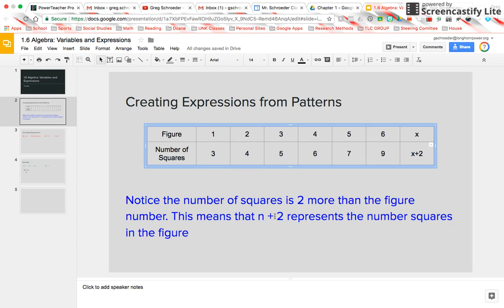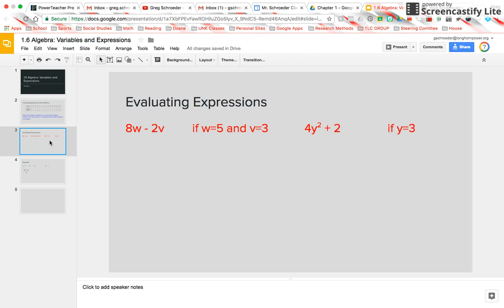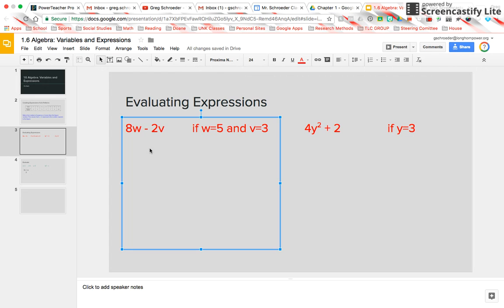And notice this is an expression because it doesn't have an equal sign. If I move on, I can also give myself what the variable equals. And so here I have the problem 8w minus 2v. If w equals 5 and v equals 3, what would be the answer to 8w minus 2v? Well, if I put those numbers in, I end up giving myself a new problem that looks like 8 times w, which is 5, minus 2 times 3. If I go through my order of operations, 8 times 5 is 40, 2 times 3 is 6, so I'd end up at 40 minus 6, or 34.